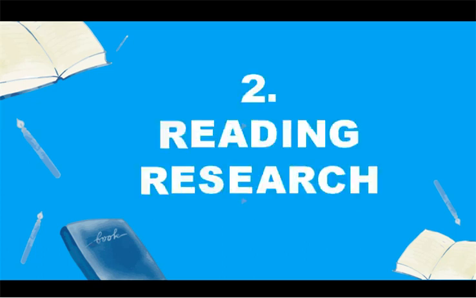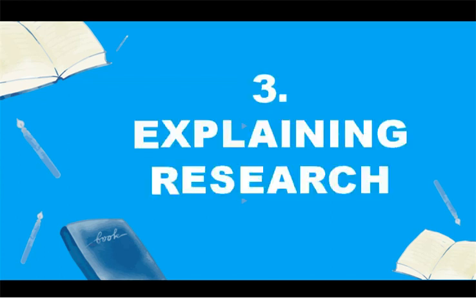Point number 2, reading research. These 5 W's help you in reading your research papers and research theses to conduct your research. They are very important. Point number 3, explaining research. The 5 W's help you in explaining your research topic. When you are giving your thesis defense, or giving a presentation, or you want to communicate your research with your research panel or with your supervisor, then these 5 W's help you in communicating your research.